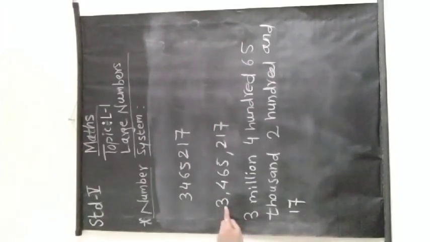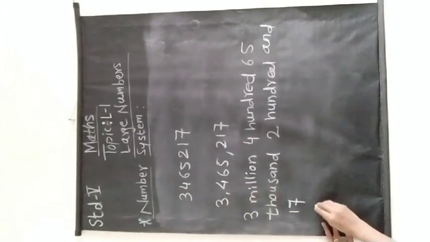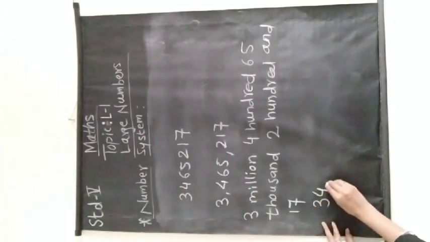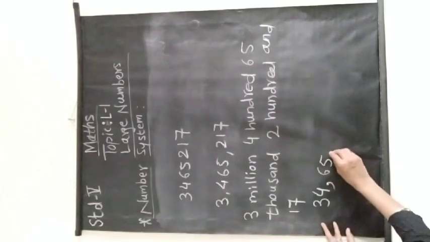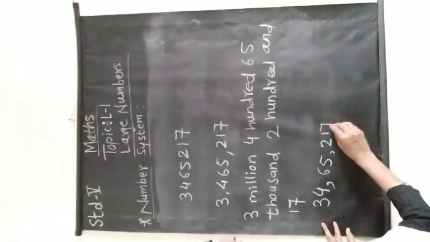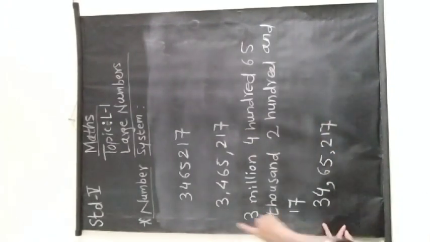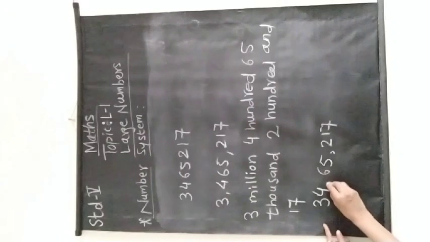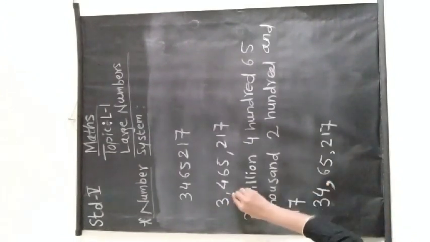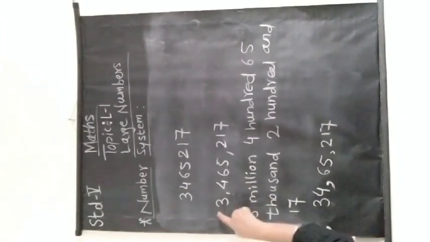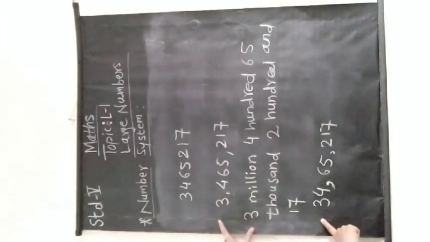How are we going to read it in the Indian system? In the Indian system it is written like this: 34,65,217. Now you can see the difference between both. See, the commas are placed differently. In the Indian system the comma is given after 10 lakh, but in the international system it is given after million. This is the difference between the Indian and international systems.